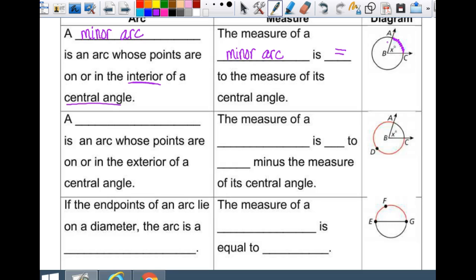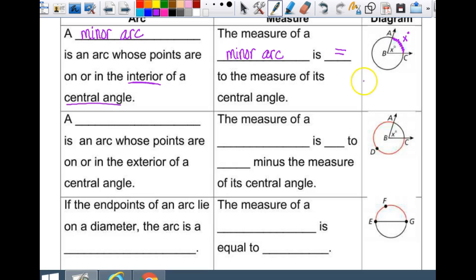But how big or small the track is changes the actual distance I would run. Does that make sense? So do you see how you're calculating two different things? We will get to arc length later on, maybe next week, but right now we're just talking measure, so it's all in degrees. So if this angle right here is x degrees, then the arc measure is also x degrees.